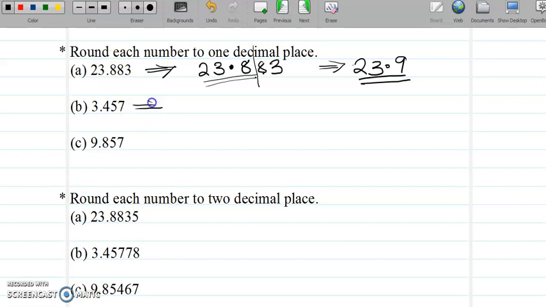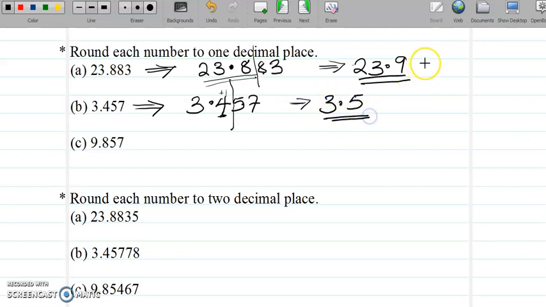Now to round this number also to 1 decimal place, I have 3.457. Now 1 decimal place, after a decimal point, I have 1 number. So I ended here. Now this number here is up to 5. I will add 1 here. So 4 plus 1 is 5. Then this number is what? 3.5 to 1 decimal place.